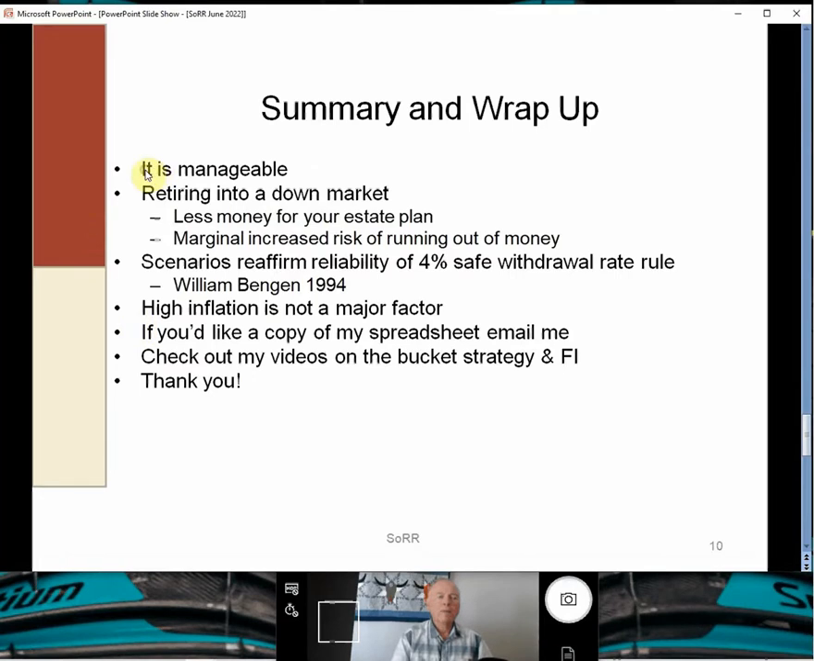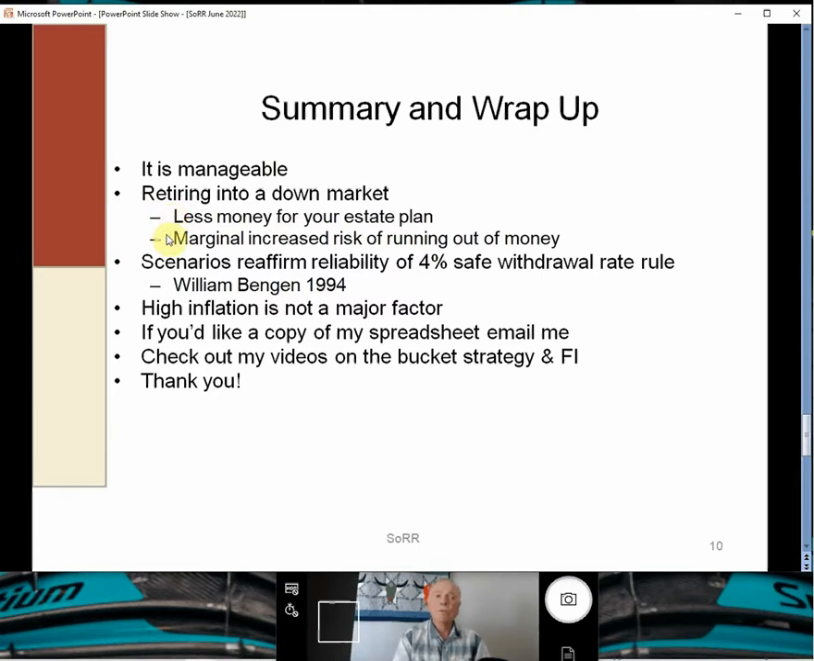So again, I think the key here, which is really important, is that sequence of returns risk really isn't something to be afraid of per se. It is manageable. It's not the best scenario, of course, if you're one of those people retiring into a down market, but it's not necessarily going to totally derail your retirement spending and your investment portfolio. Now, it does have some implications, though. As you saw from the comparisons, there may be less money for your estate plan if you don't do things to mitigate the risk. And that would suck for your heirs or your legacy, however you're managing your estate.